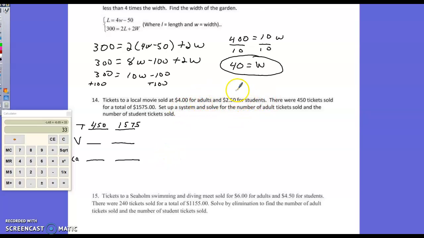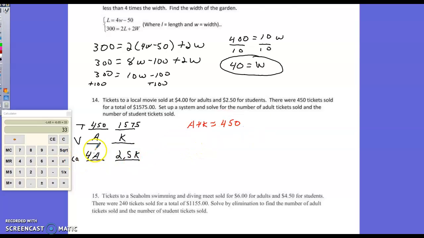All right, there are two types of tickets, adult and student. I don't like using S. I'll use A for adult. I'll use a K for kids because my S's and 5's look alike and it confuses me. The coefficients: $4 for adults, so we can use 4A, and 2.5 for the kids. Now I'm going to set this up. A plus K equals 450.